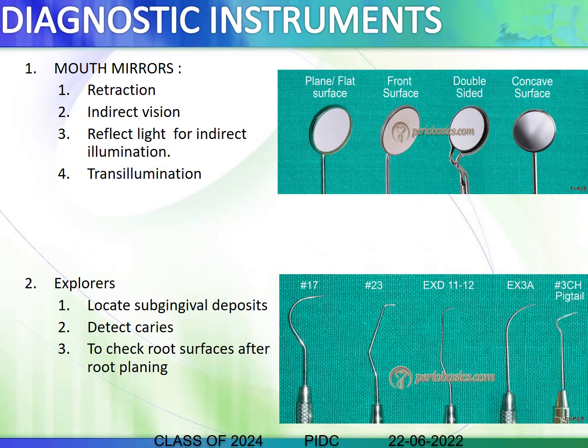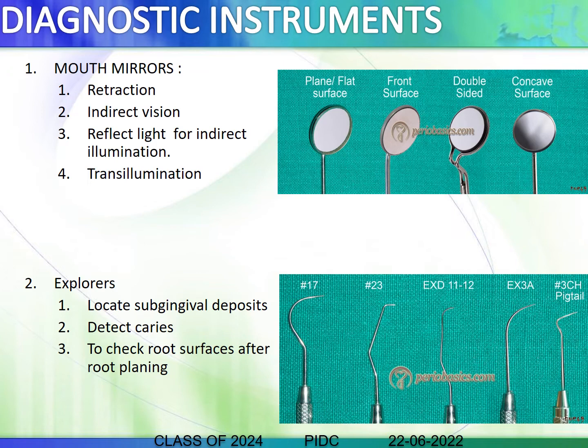Now coming on to the diagnostic instruments, you have mouth mirrors. Its main uses are for retraction, indirect vision, reflecting light for indirect illumination, and transillumination. You have a set of mouth mirrors which can be used according to need: either the plain or flat surface mouth mirrors, which we use often, the front surface mirror, the double-sided mouth mirror, and the concave surface mouth mirror.